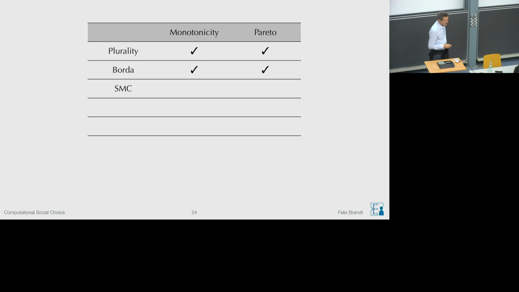Sequential majority comparisons. First, monotonicity. What do you think?